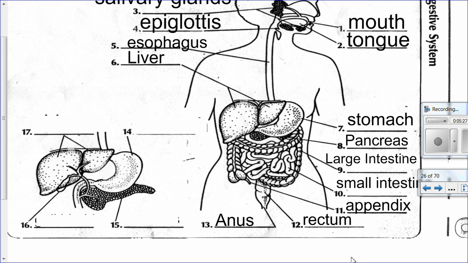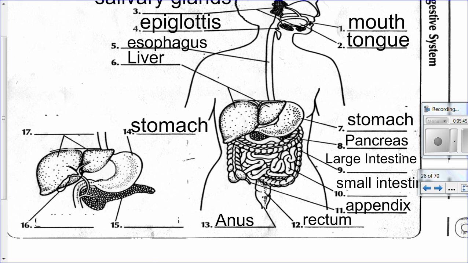the anus. Now, in addition, they put a couple of the organs on a separate sort of picture on the left-hand side so that we can really see them a little better. So number 14 is the stomach. It's the same as number 7. It just gives us a better view of it. So let's fill that in.